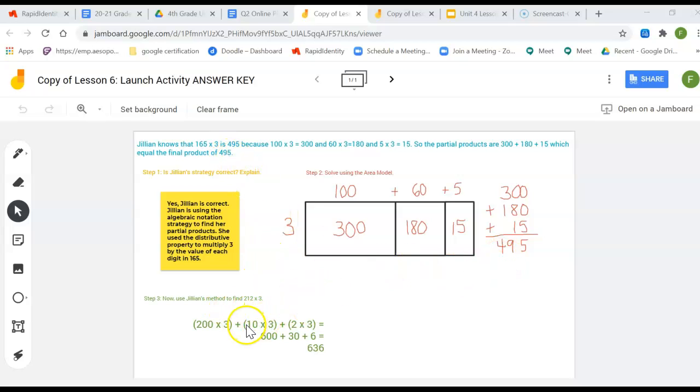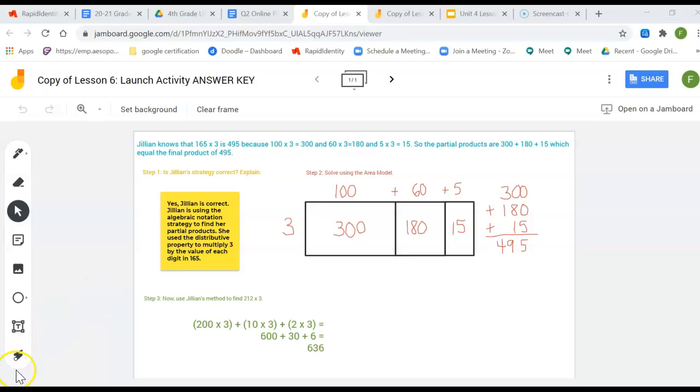Down here, step 3 says use Jillian's method to find 212 times 3. So 212 has been decomposed into 200, 10, and 2, and each of them is multiplied by 3. And here are the partial products. 200 times 3 is 600, 10 times 3 is 30, 2 times 3 is 6, and when you add all these partial products up, you get an answer of 636 for this particular problem.